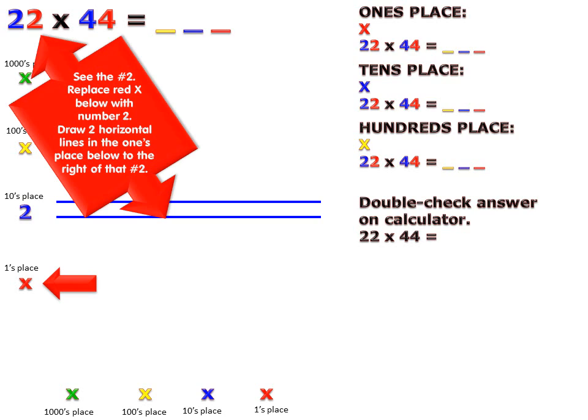See the number 2? Replace the red X below with the number 2. Then draw 2 horizontal lines in the ones place below to the right of that number 2. The 2's now been written in, and there's our 2 horizontal red lines in the ones place.